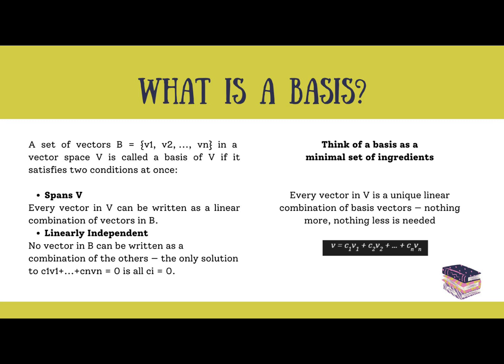This is represented by the formula v = c_1 v_1 + c_2 v_2 + ... up to c_n v_n. Here, the values c_1, c_2, and so on are called coefficients, and they tell us how much of each basis vector is needed.